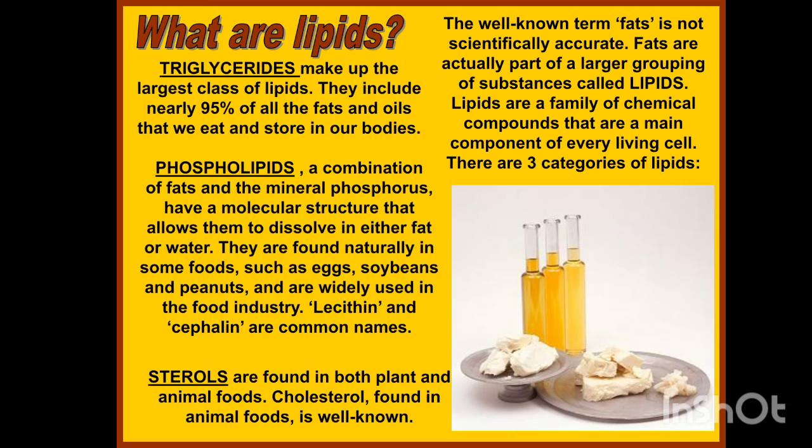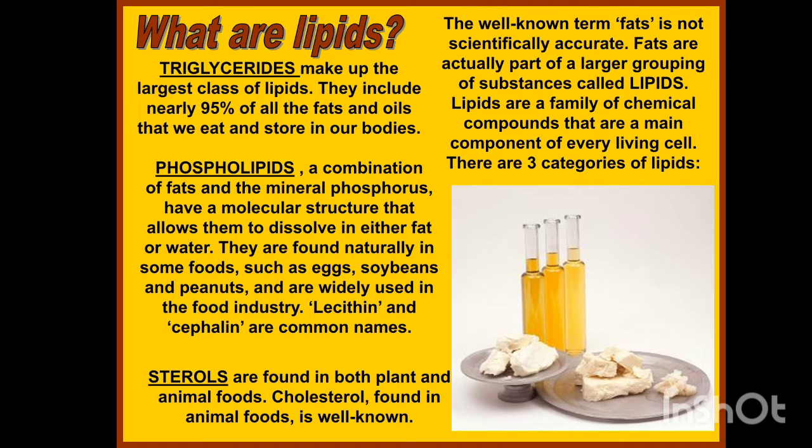Now, what are lipids? Triglycerides make up the largest class of lipids. They include nearly 95% of all the fats and oils that we have and store in our bodies. What are phospholipids? A combination of fat and the mineral phosphorus, having a molecular structure that allows them to dissolve in either fat or water. They are found naturally in some foods such as egg, soybean, and peanuts, and are widely used in the food industry.